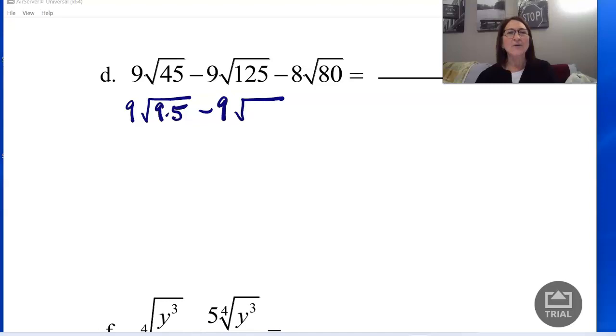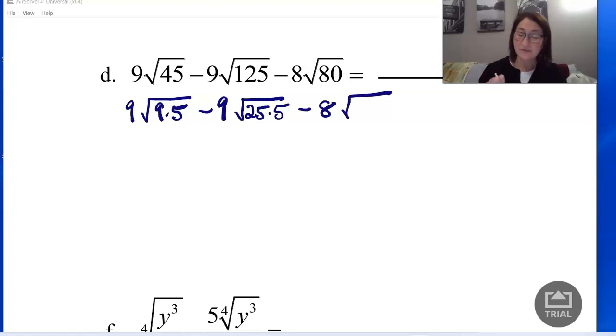Okay, how about, that's going to be 25 times 5. 25 is a perfect square. And then with 8, I've got, let me see, 2, 4. Does that work? We might be able to go higher.